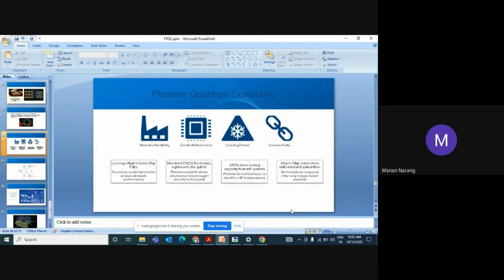And apart from that, there is another technology that we have, which is called photonic quantum computers. So for photonic quantum computing, we have all the boxes ticked. We have manufacturability, because photonic chips can be manufactured right now and we can scale them. Then we have the control electronics for them that we can integrate on the same chip.